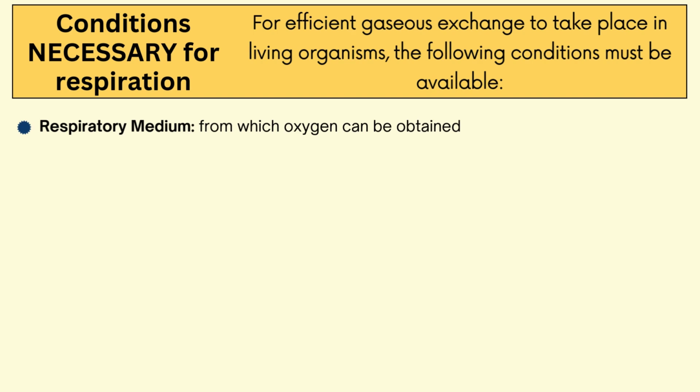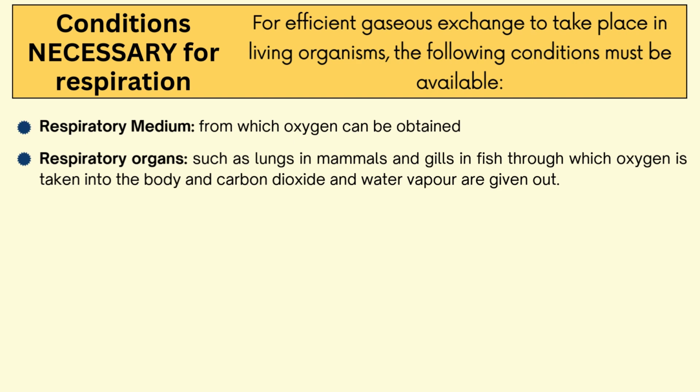Number two, respiratory organ. This is the organ such as lungs in mammals and gills in fish, through which oxygen is taken in to the body and carbon dioxide and water vapor are given out. The taking in of one gas, that is oxygen, and the giving out of another, that is carbon dioxide and water vapor, is called gaseous exchange.